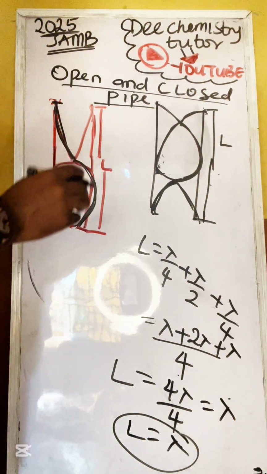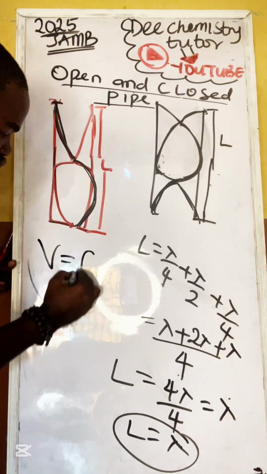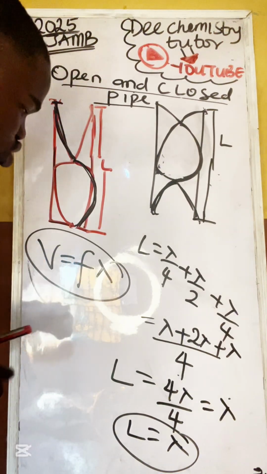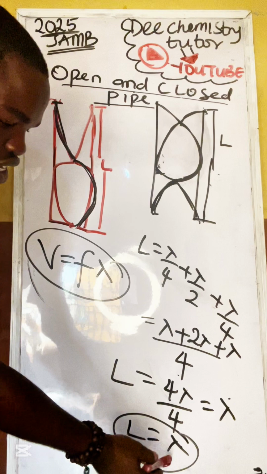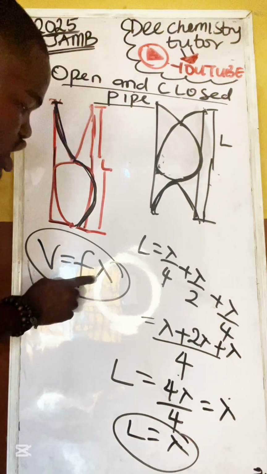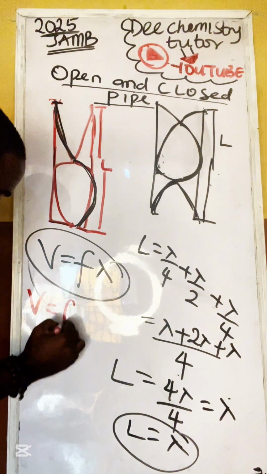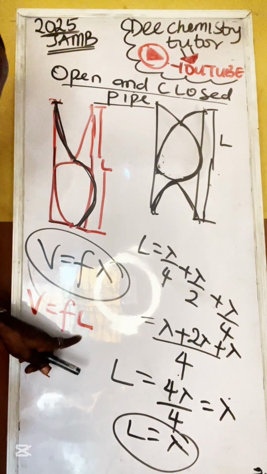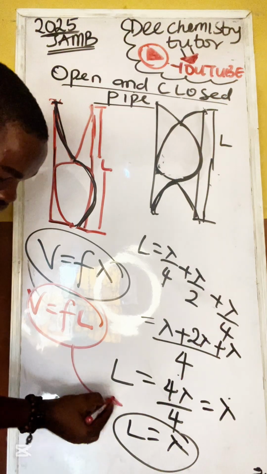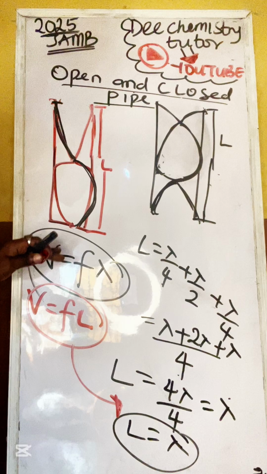So don't ever forget this. And don't also forget this formula that V equals f lambda. If you know this, it's very, very important, so they can ask you. Now, in this case, you already got the length to be lambda, right? So you can always replace it here and say V equals frequency times L. They will give you frequency, so they will give you L, so you can always replace and solve. This is just for this kind of case. It's not the only formula that you can use. You can always use different formulas depending on the question.